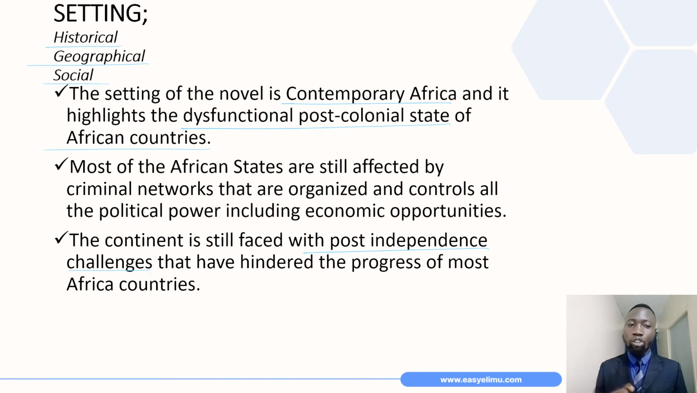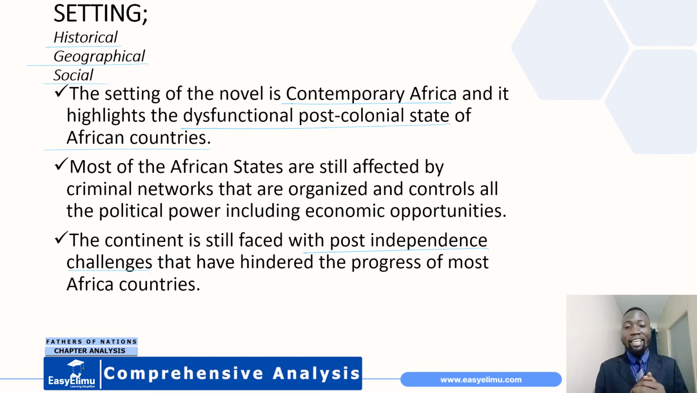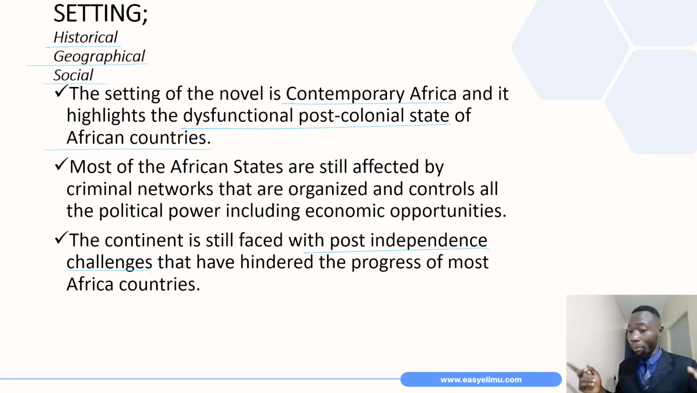That is the historical setting, geographical setting, and also social setting. So the setting of the novel is in contemporary Africa. That is when we are to talk about historical. The historical setting is all about the time when the events in the novel took place. So it highlights the dysfunctional post-colonial state of African countries. Another thing is that most of the African states are still affected by criminal networks that are organized and control all the political power, including economic opportunities.